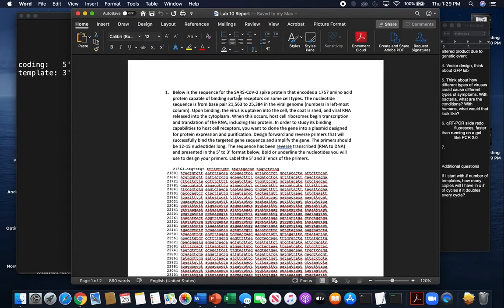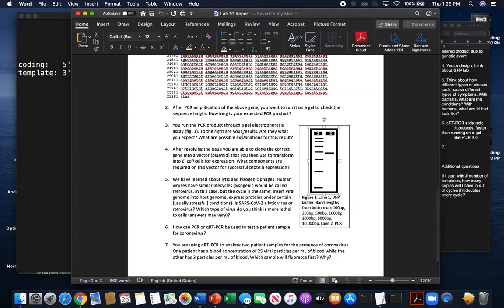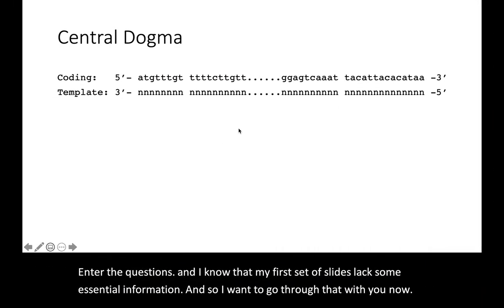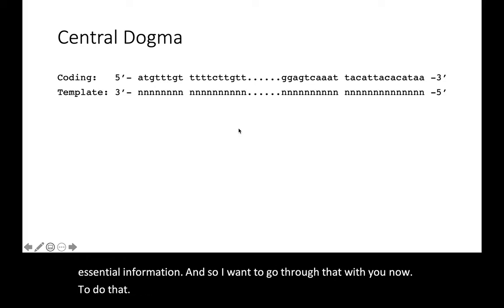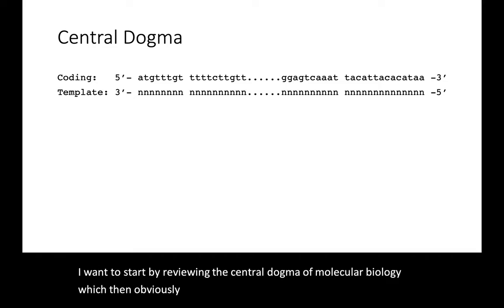Okay, this is part 2 for Lab 10. I want to go through the lab report questions and provide some more context so that you are better equipped to answer the questions. And I know that my first set of slides lacked some essential information, and so I want to go through that with you now. To do that, I want to start by reviewing the central dogma of molecular biology, which then obviously has critical applications to microbiology and how organisms work.